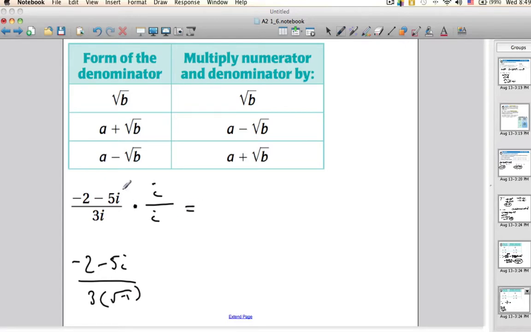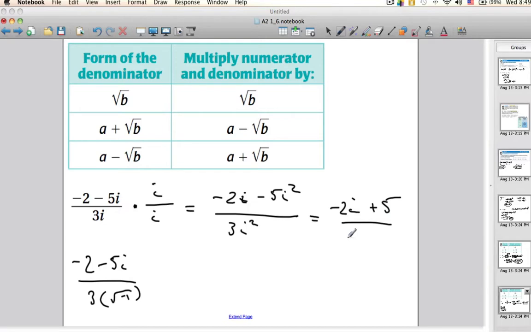Okay, so when we multiply through, I'll have negative 2i minus 5i squared. And 3i times i is 3i squared. And then in simplifying the i squareds, I'll still have minus 2i, but I'll have minus -5, that's plus 5, over 3 times -1, which is -3.